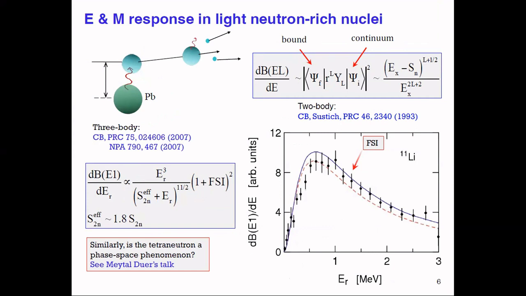Because if you do all that, if you do the reaction theory part well, you can extract quantities like that. The response function, which is the initial function, final function, and some operator. The electromagnetic operator is easy, but you could have another thing sandwiched there. Now, here is data, for example, for lithium-11, okay?